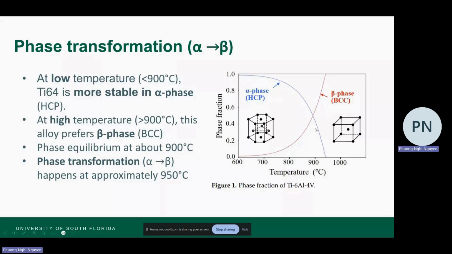And moving above 900 degrees C, we can see that the phase fraction of beta phase is much higher than alpha phase. At this temperature, this alloy tends to exist in beta phase. And the temperature at which all the alpha phase is completely transformed to beta phase is also called the beta transus temperature. That's approximately 950 degrees C.